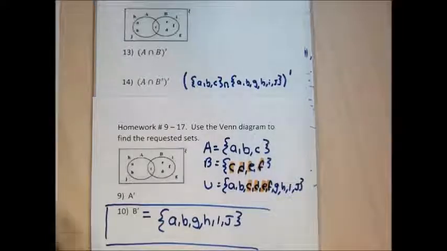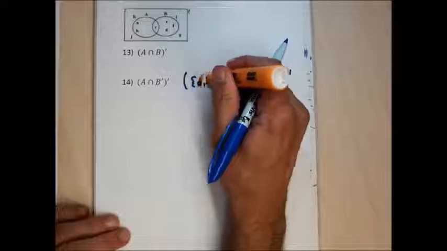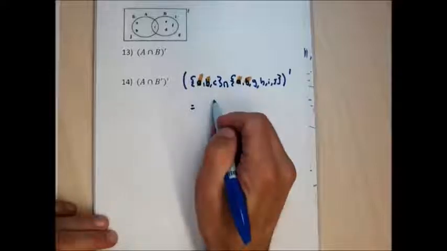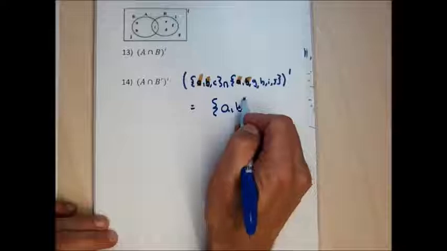Now I'm going to intersect those two sets. And when you intersect two sets, you find out what the two sets have in common. These two sets have in common the letters A and B. So inside the parentheses simplifies to the set containing the letters A and B.